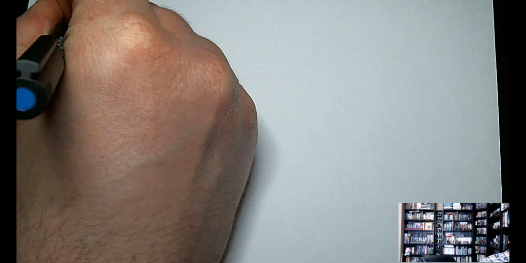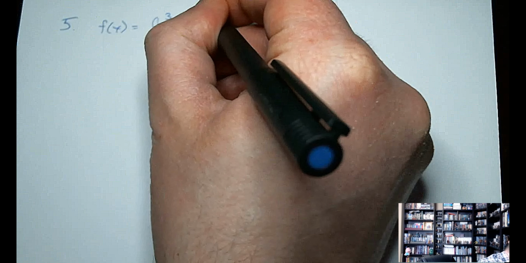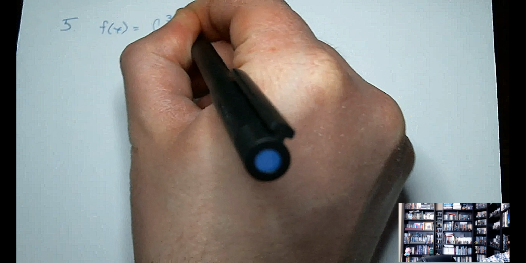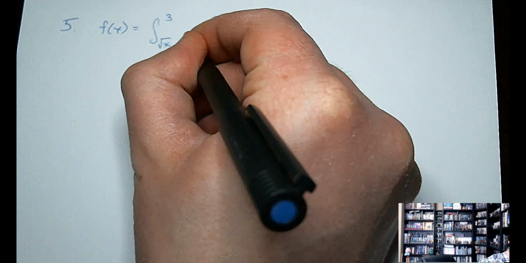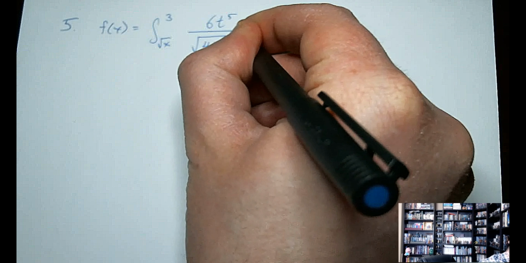Right, for question 5, we're asked to find and simplify the derivative of a function defined in terms of a definite integral. Namely, we're dealing here with the function f of x equal to the integral from the square root of x to 3 of the function 6 times t to the 5th divided by the square root of 4 times t to the 4th minus 9.